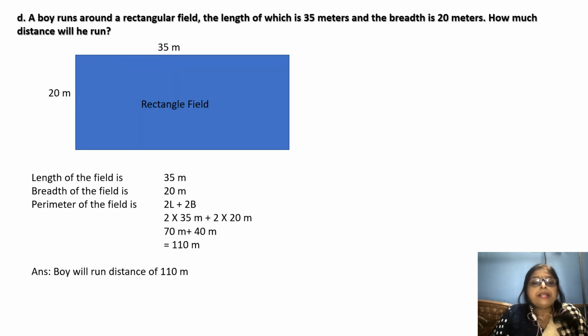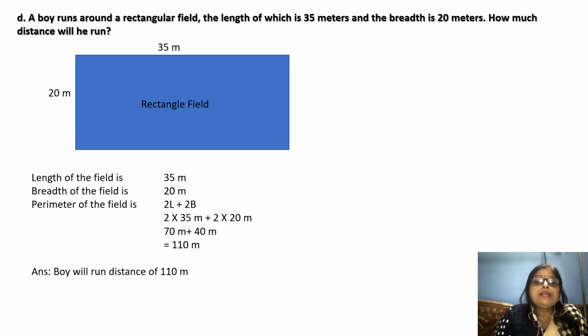Students, my next question D is, a boy runs around a rectangular field, the length of which is 35 meter and the breadth is 20 meter. How much distance will he run? Students, first you draw the picture of the rectangular field. This is your rectangular field and length is 35 meter and breadth is 20 meter. So first you write the length of the field 35 meter, breadth of the field 20 meter.